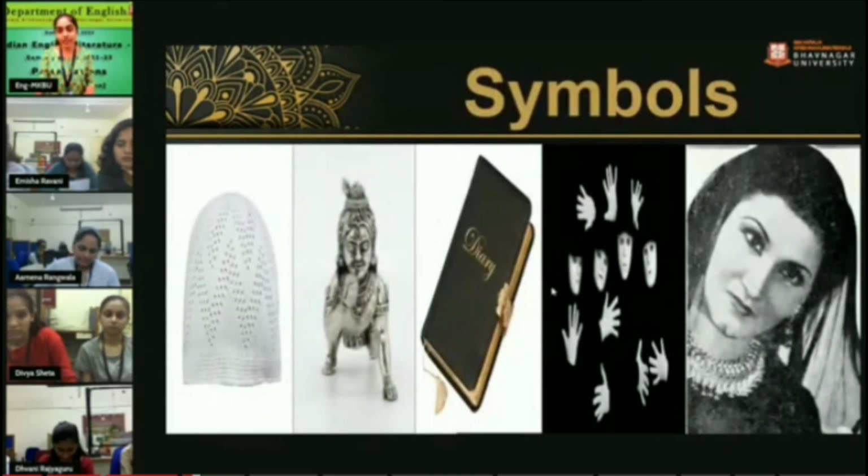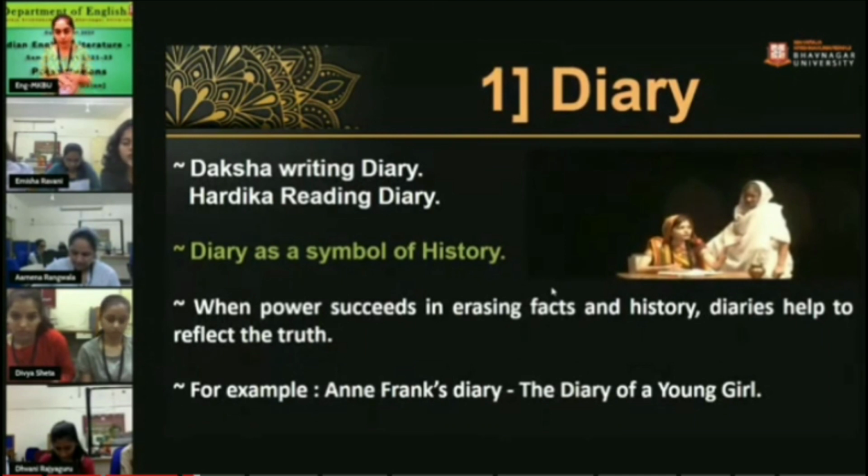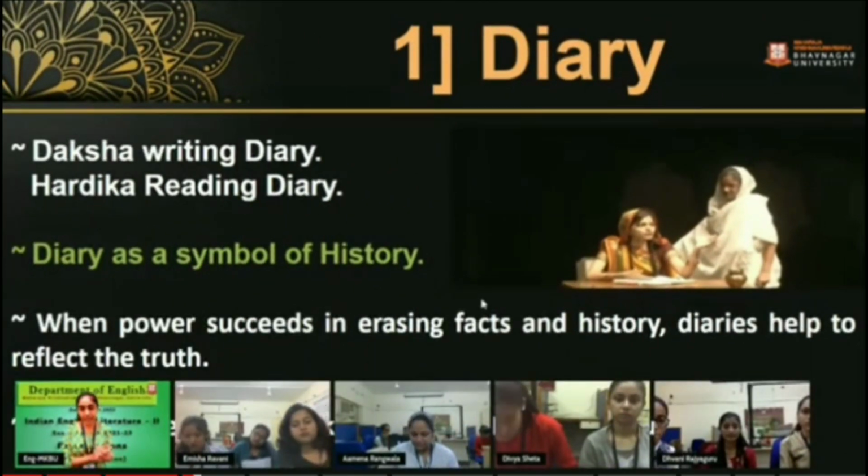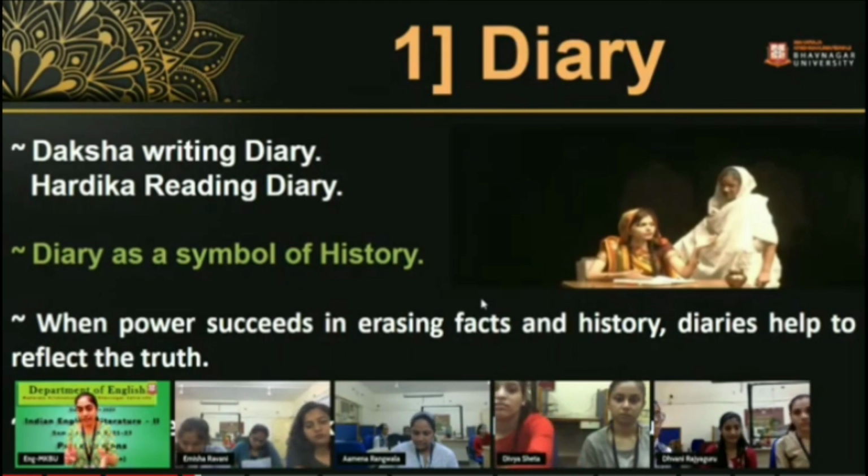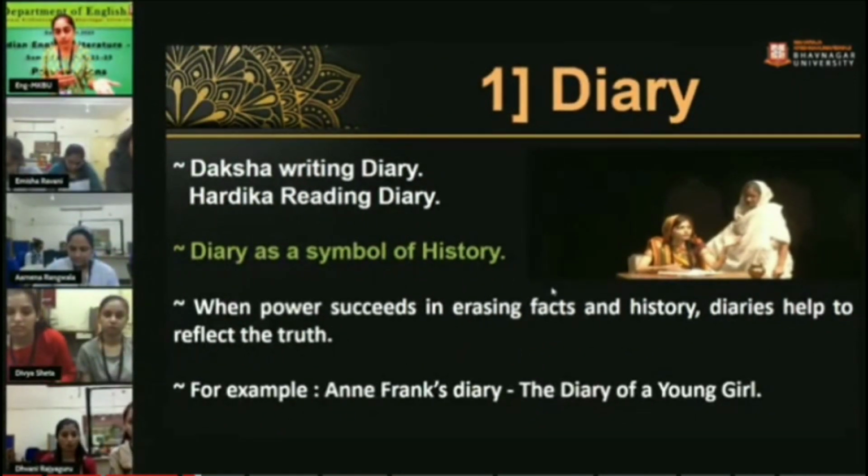Now these are the symbols of my presentation and of the play, and the first symbol I have taken is the diary. We have two references to the diary. First, in the beginning of the play Daksha, a young, newly married girl, is writing a diary, and the second reference is that Hardika, the old self of Daksha, is reading a diary in the latter part.